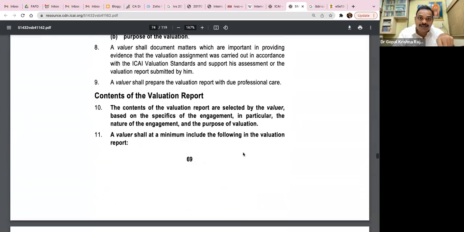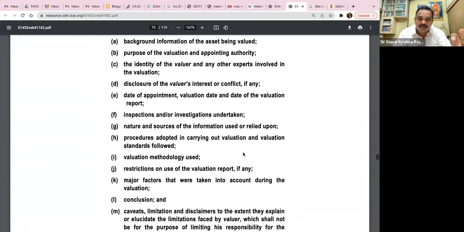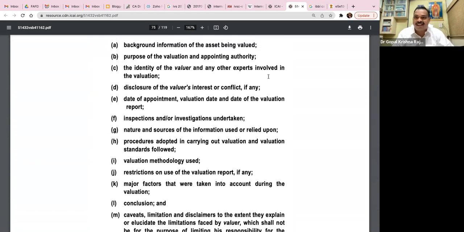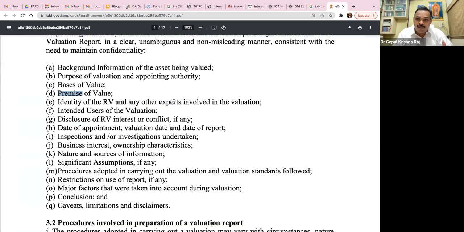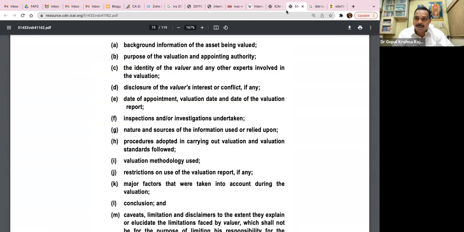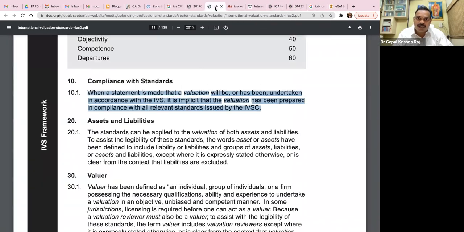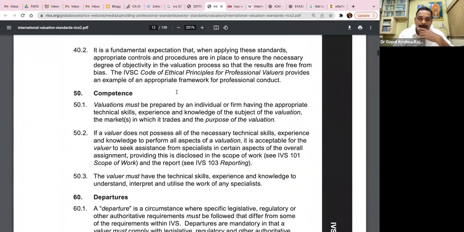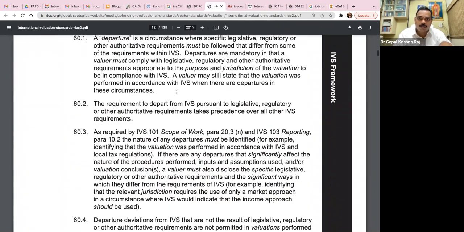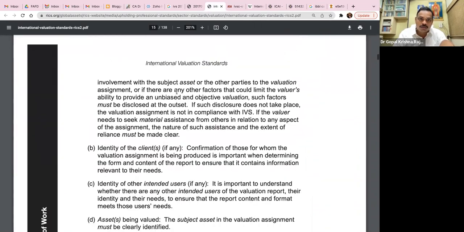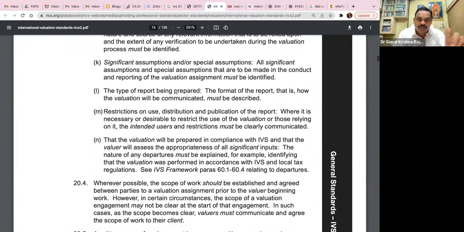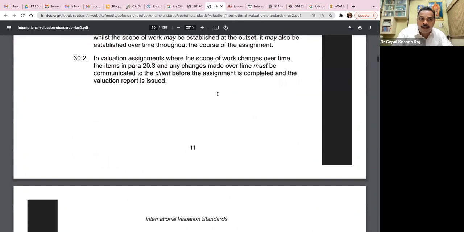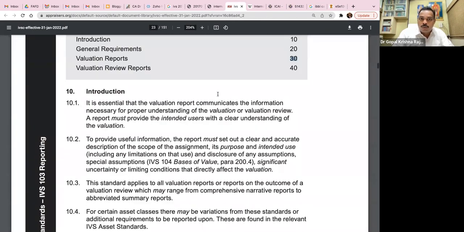In that, the contents is the contents of the valuation. This is the contents. So let me keep this content here. I'll keep the IBVA content also here. Okay. I will keep the International Valuation Standard 2020 content also here. This is 101. This is 102. This is your 103 content. This is your 2022 content.